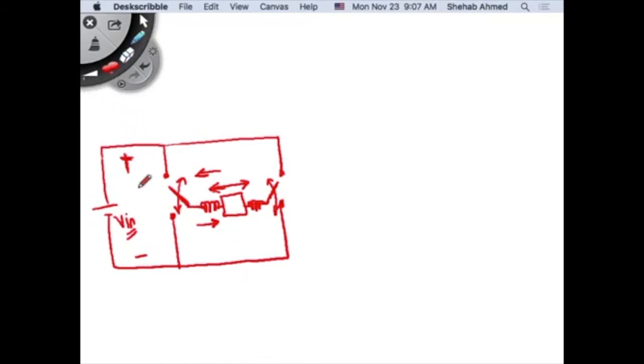So this is V input. If I have this top arm connected to this node, 1, 2, 3, 4, the arm on the left and the arm on the right, the arm on the left connected to node 1 and the arm on the right connected to node 4, what's the voltage across my load? What's the voltage across my V output? Exactly. So if I have this arm connected to point 1, this arm connected to point 4, I've taken this load and placed it across Vin.